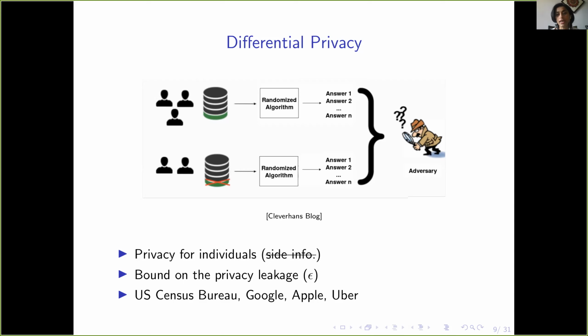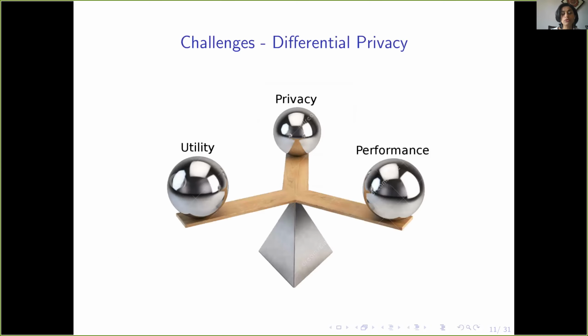So by looking at the query answer, the adversary won't be able to tell if a particular individual participated in the study or whatever that data collection mechanism was or not. So, okay, we know what the problem is. We know that we can use differential privacy there, but what is the problem?